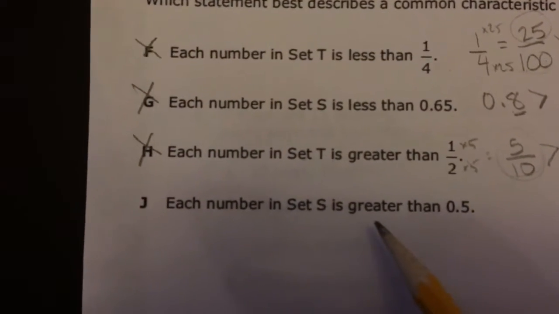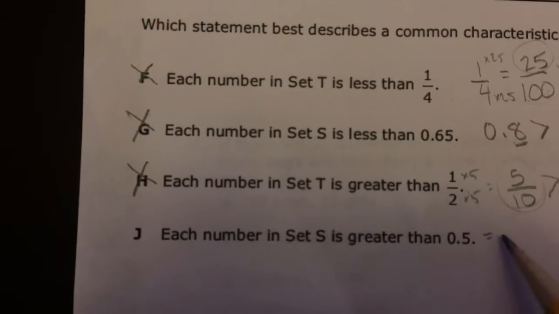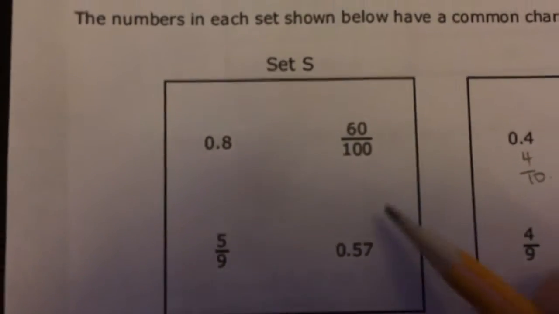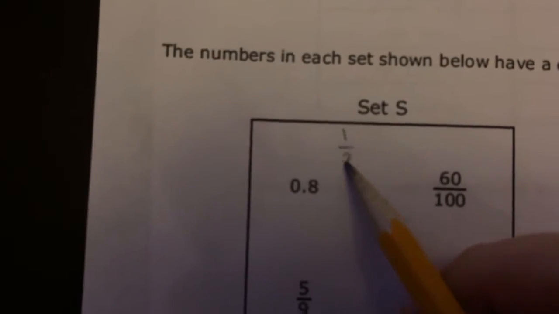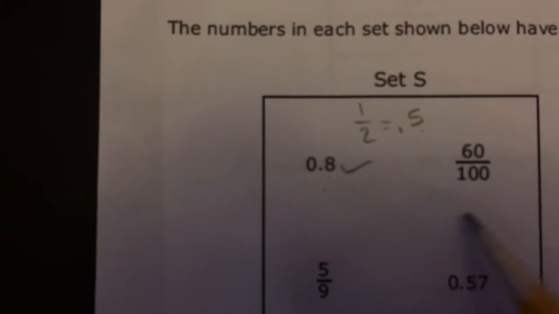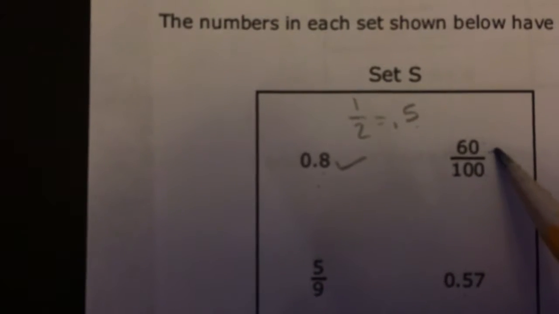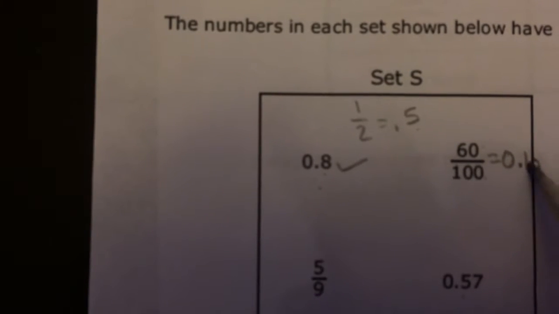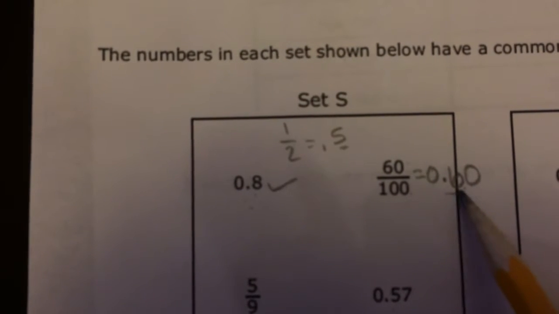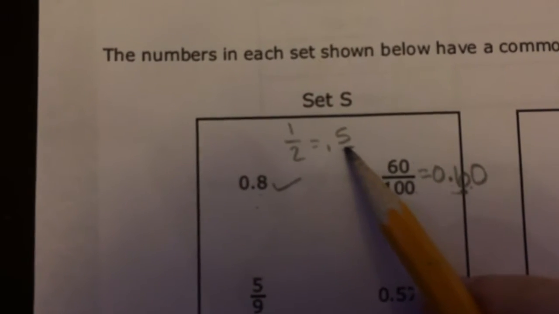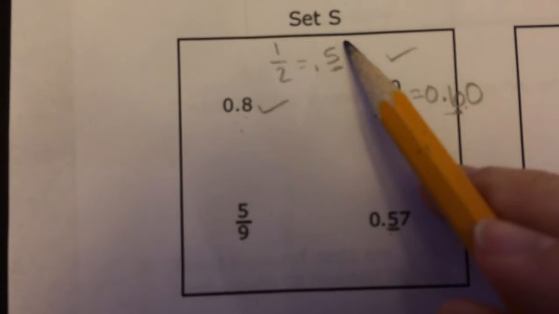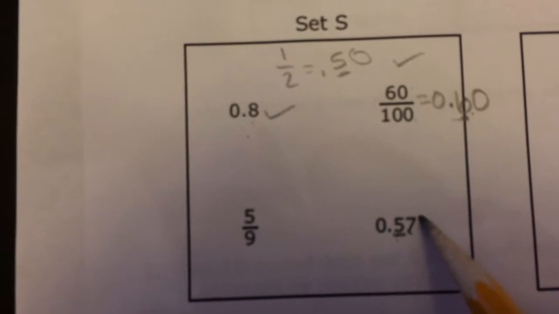J says each number in set S is greater than 0.5, which we know is also 1/2, because 50 cents is half a dollar. So let's look. 1/2 is equal to 0.5. 0.8, 8 is bigger than 5, so that one checks. 60/100, if I write 60/100 as a decimal, I get 0.60. 0.60 is greater than 0.5, because 6, the first place past the decimal, is greater than 5, so that checks out. I have a 5 here, this is a 0, and this is 7, so that's bigger, that checks out.